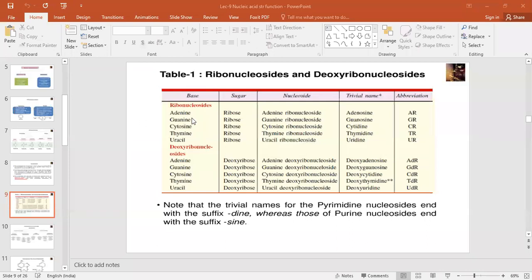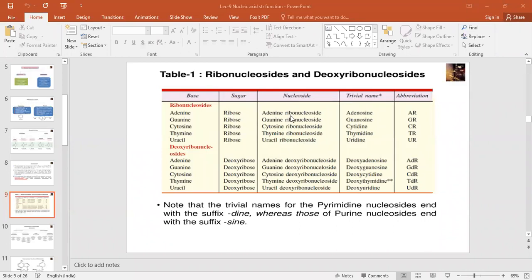If the base is a purine, what are the examples of purine? A and G. And what are the examples of pyrimidine? T, C, and U. So if it is a purine, then it ends with the 'sine' suffix, and if it is a pyrimidine, then it ends with 'tine' or 'dine'. Okay, 'dine'.